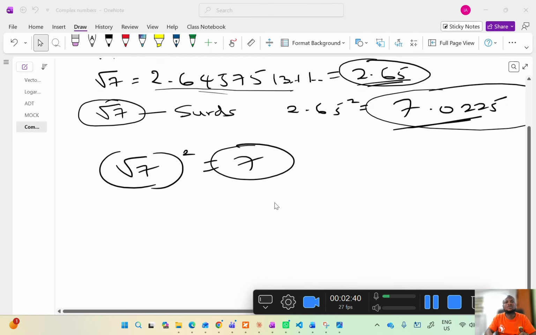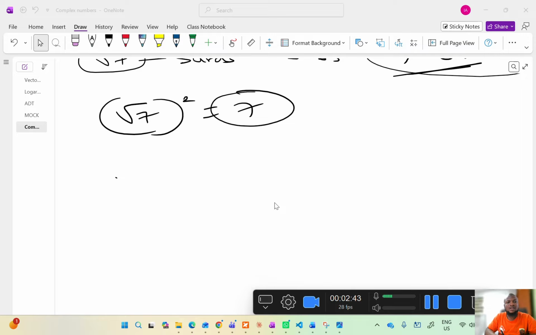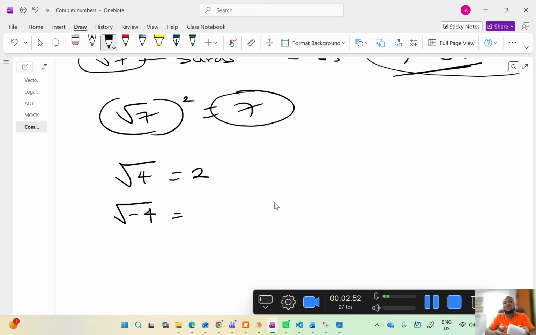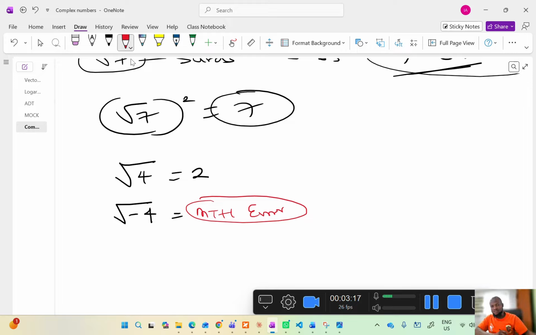Now, for complex numbers, like I said earlier, the square root of 4 is equal to 2. But what is the square root of minus 4? If you take your calculator and press square root of minus 4, you will be expecting to get minus 2, isn't it? This is not equal to minus 2. If you do this on a calculator, you should get a math error. A math error means it does not exist and cannot be computed by the calculator. But mathematically, it can be computed. That is what we call the complex number.